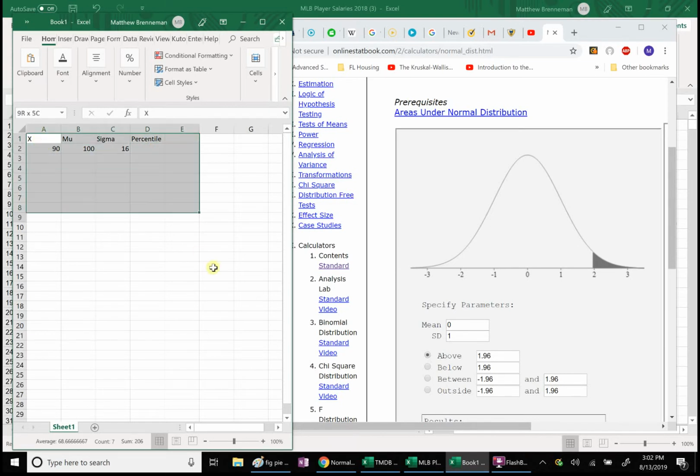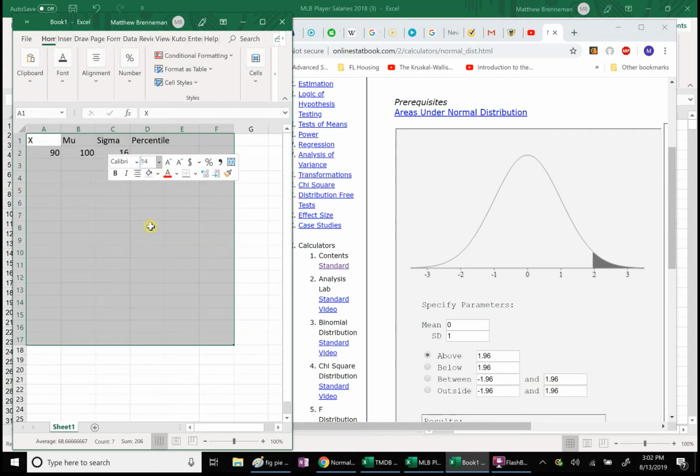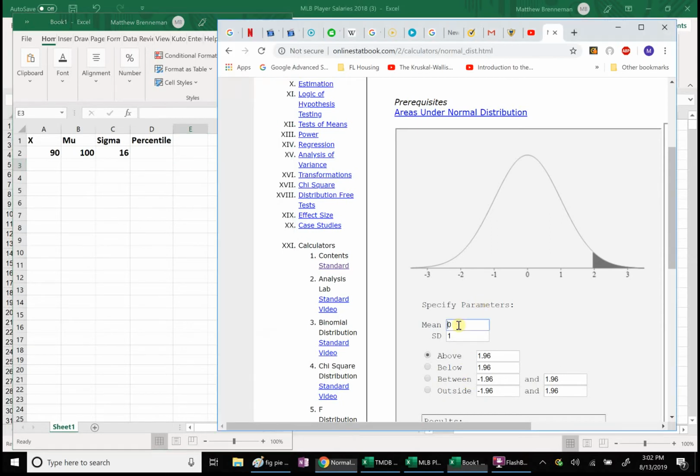Let me just increase this a little bit in size so it's a little easier to see for you guys. Okay. All right. And what I'm going to do is use this online calculator. There's a site called Online Statbook. It has a calculator for normal distribution, but it also gives you a nice picture too. So let's look at a normal distribution. It has a mean of 100, standard deviation of 16.